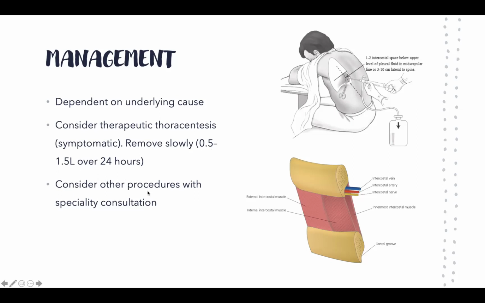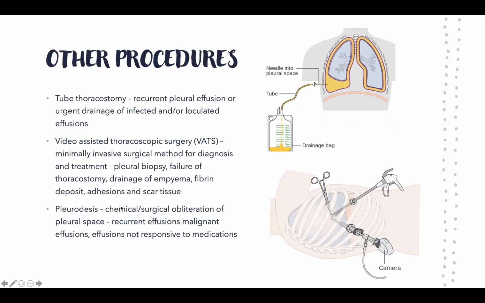And there's some other procedures as well that we can discuss for specialty consultation. So there's three main ways. You can put a tube in. This is when you're having recurrent pleural effusions and you don't want to keep on draining fluid through that previous method, or if there are infected or loculated infections, so loculated as in contained infections. We can use an indwelling catheter that we can put into the pleural cavity, and this can sit in there for quite some time.